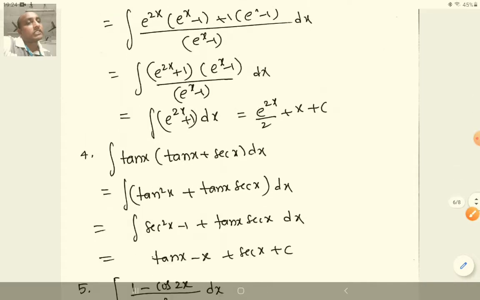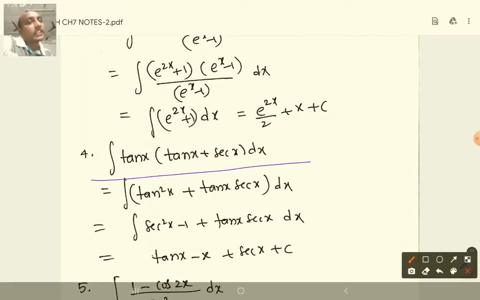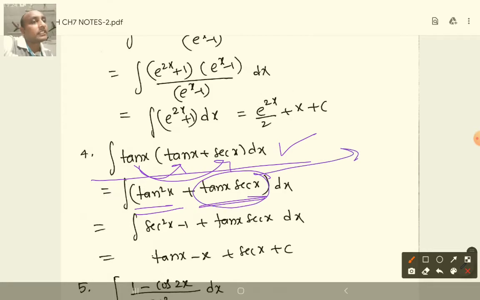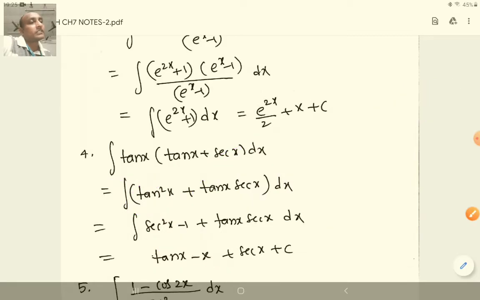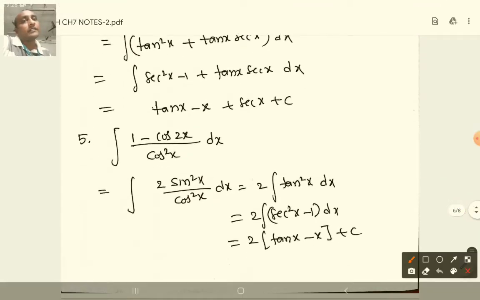Next question, fourth question. Integration of tan x into tan x plus secant x into dx. Evaluate it. First multiply tan x into tan x, tan square x. Tan x into secant x, tan x secant x. This integration we know as secant x. But tan square x direct integration we do not know. Write it as secant square x minus 1, because secant square x integration we know, 1 integration we know. So secant square x integration is tan x, minus 1 integration is minus x plus secant x plus c. Right?